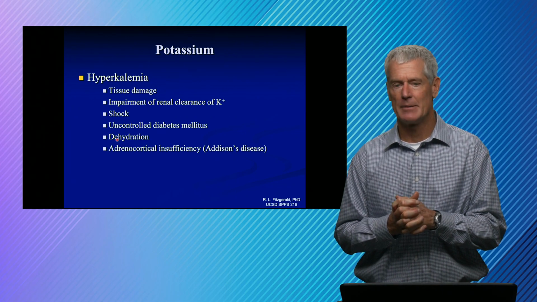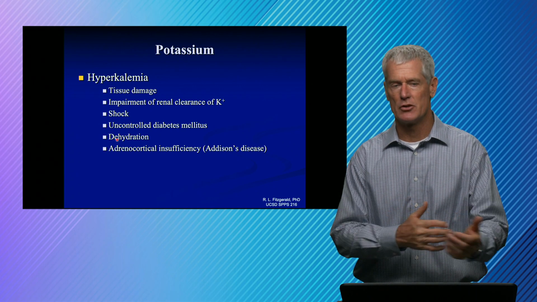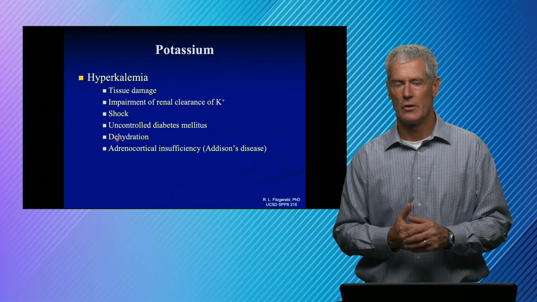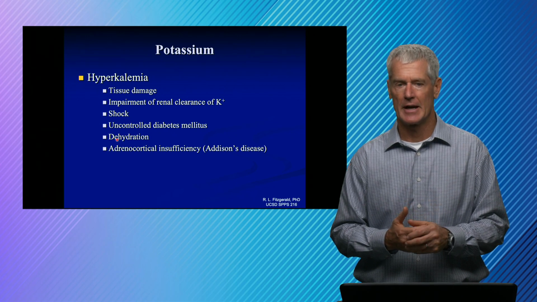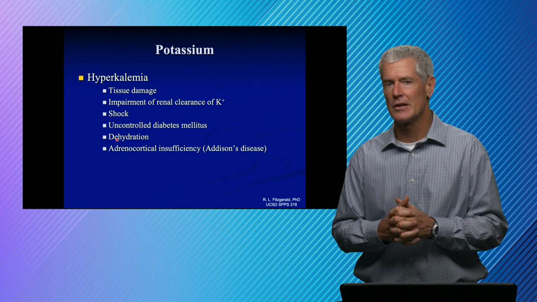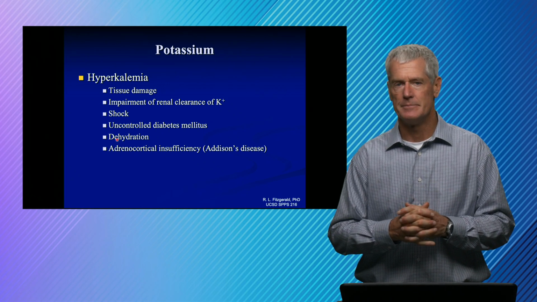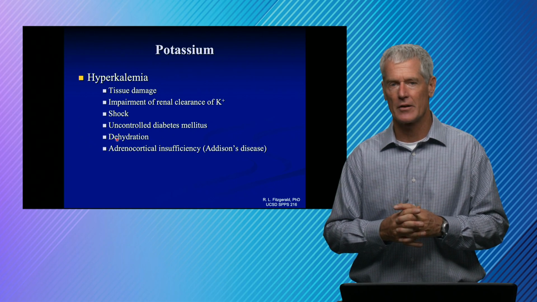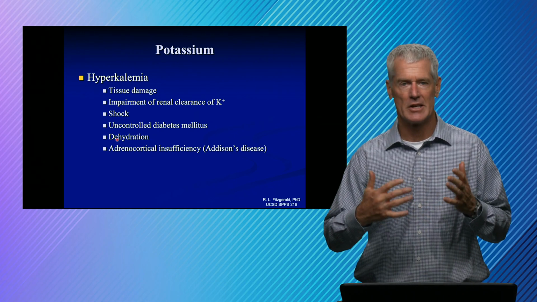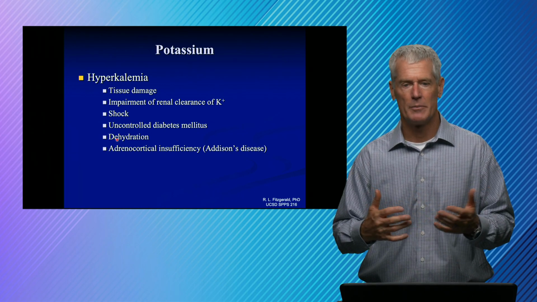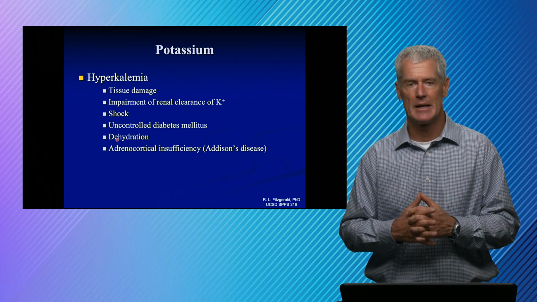States of hyperkalemia: tissue damage. Again, with tissue damage, you're leaking out intracellular contents of potassium, so you get an increase of circulating potassium. If you have renal problems, actually a fairly early sign of renal damage is hyperkalemia. So it's a fairly sensitive measure; when I see a hyperkalemia, I think about what's going on with the kidneys. Shock would be the same thing. Uncontrolled diabetes.